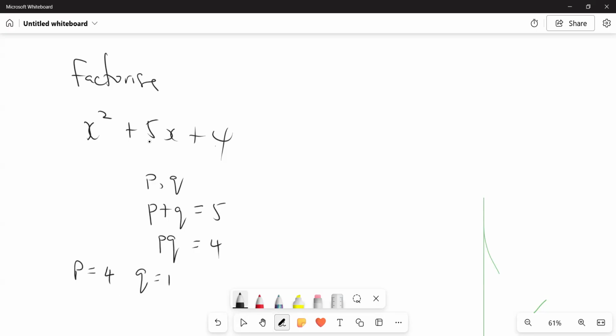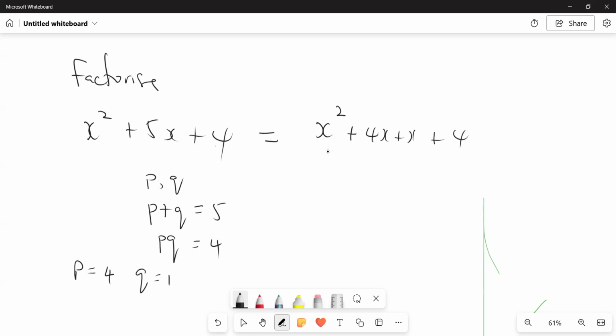Good. So now we can rewrite this, right? So we're going up here now. We rewrite 5x as 4x plus x. Same 5x, right? So this is equal to this plus 4. So we use the 4 and the 1. We don't normally write 1x. You all know that, right?